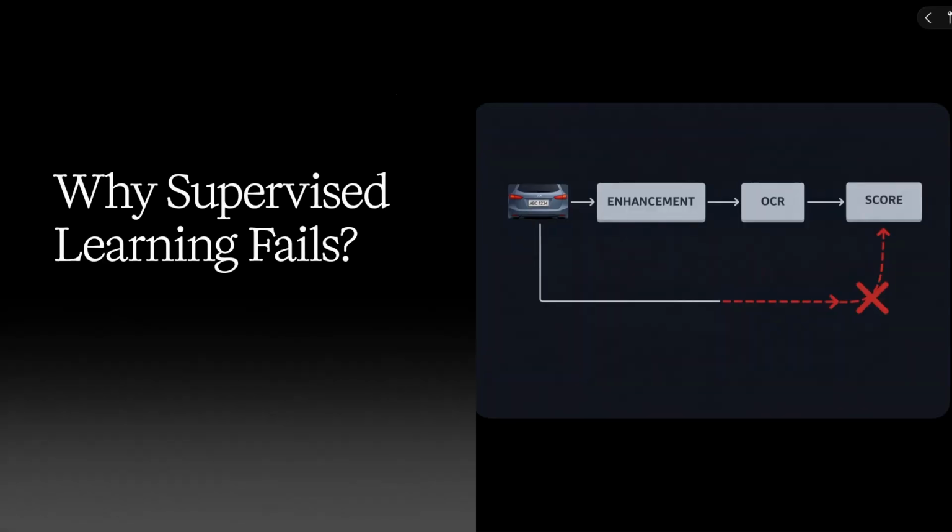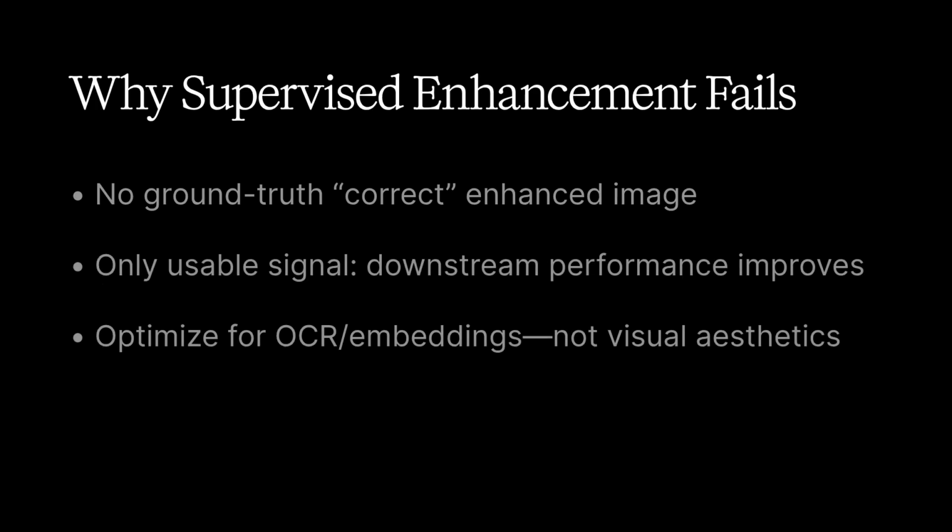So why not just train a model to enhance the images? That's what most people try first, right? Why not train a model using supervised learning? But here's the fundamental problem. There is no ground truth for the images. There's no correct enhanced image. So the only signal we can have is whether your downstream system is improving.